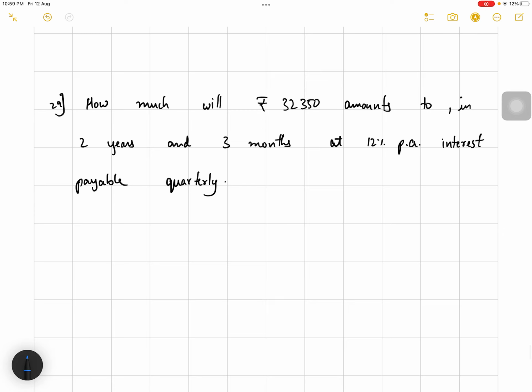Let's solve the next problem. How much will rupees 32,350 amount to in 2 years and 3 months at 12% per annum, interest payable quarterly. Quarterly means in a year 4 times. So let's solve this.